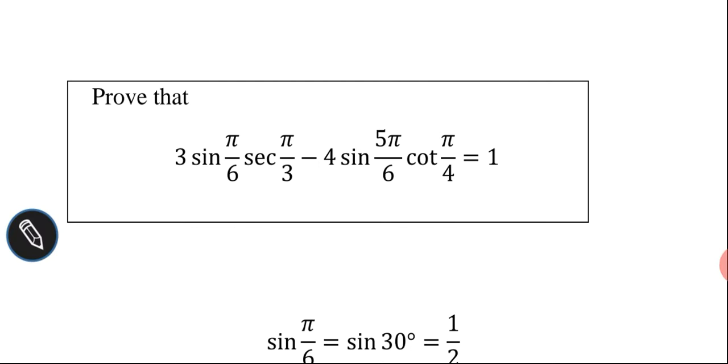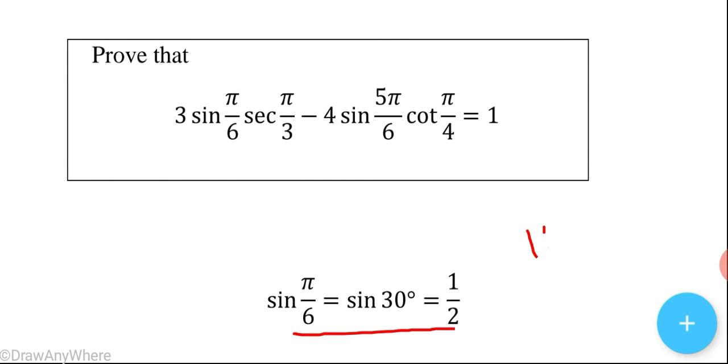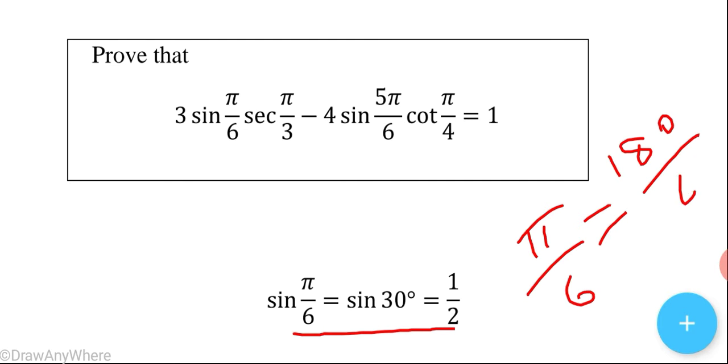Prove that 3 sin pi by 6 secant pi by 3 minus 4 sin 5 pi by 6 cot pi by 4 is equal to 1. Okay. So sin pi by 6 is equal to sin 30 degree, which is equal to 1 by 2. Pi by 6 will be equal to 30 degree. The value of pi is 180 degree. So 180 degree by 6, 6 threes are 18, so 30. So sin pi by 6 equal to sin 30 degree is equal to 1 by 2.